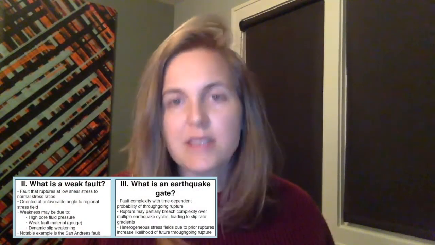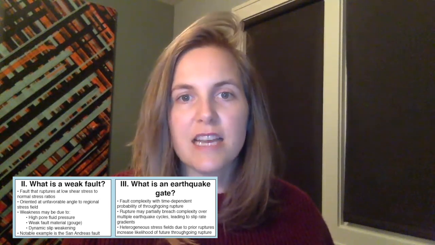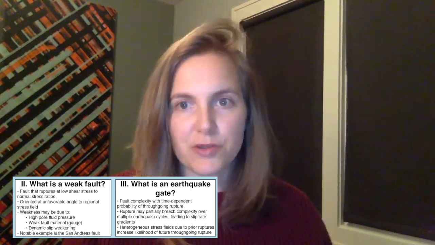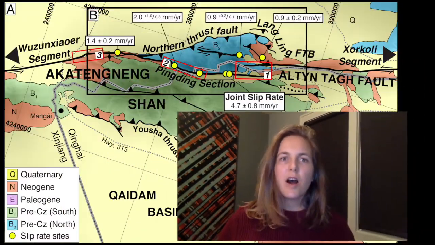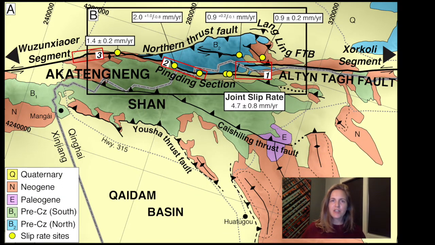For anyone not familiar with this aspect of earthquake science, note that we've included important terminology for understanding the theories discussed in this poster. Our field area is the Akatengneng Shan earthquake gate, one of 4 fault complexities located along the central span of the Altyn Tagh fault.